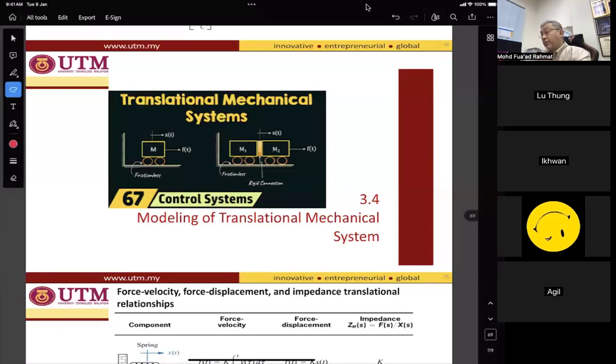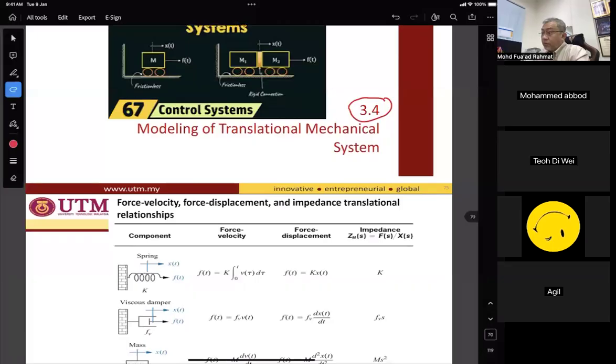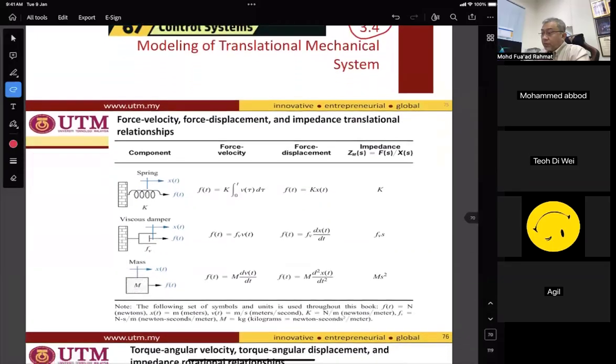Okay. So, we move to section 3.4, modeling of translational mechanical system. Okay. The concept is still the same according to the chapter 2B that I WhatsApp to you a few days ago.